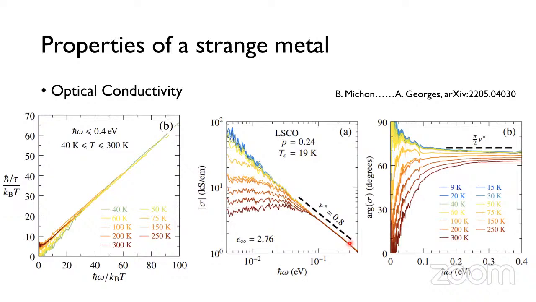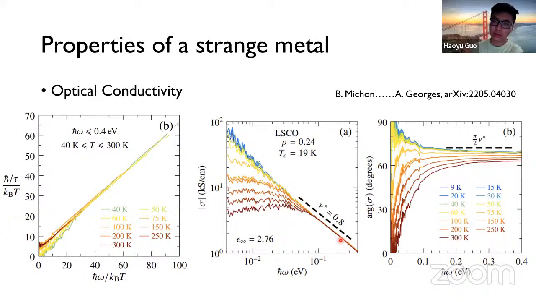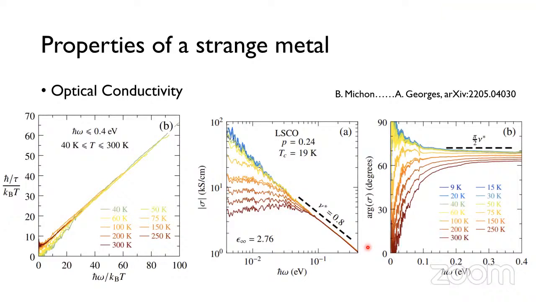So I think we should move on. Yeah, I agree with you, Andre. In fact, the paper mentioned here by Michel et al. argues that there is no power law, and this apparent power law is due to the logarithm that arises from the Kramers-Kronig transform of the 1 over tau. Exactly. So I think we should move on with this.